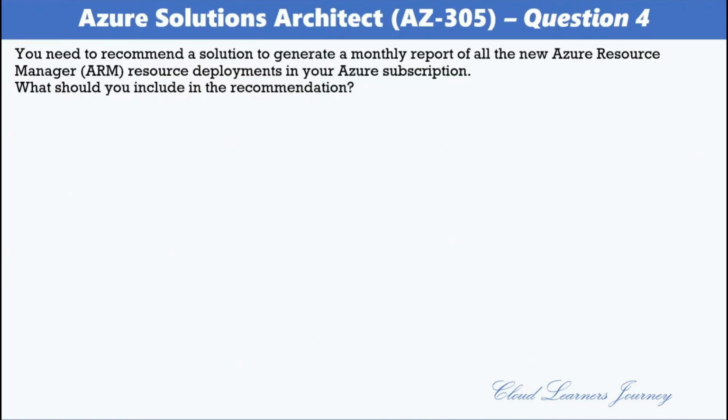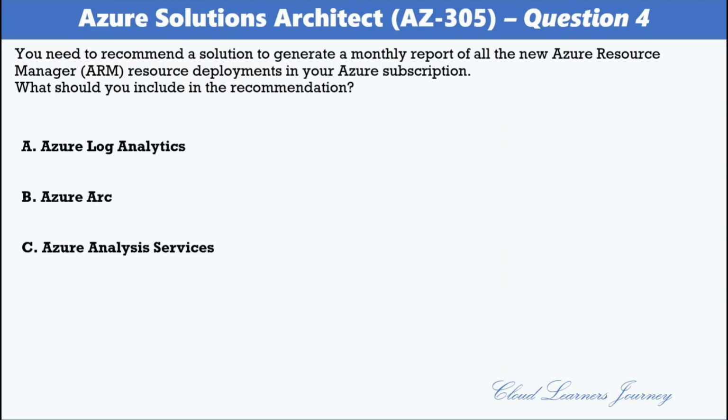Next, question number 4. You need to recommend a solution to generate a monthly report of all the new Azure Resource Manager resource deployments in your Azure subscription. What should you include in the recommendation? Options are A. Azure Log Analytics, B. Azure Arc, C. Azure Analysis Services, D. Application Insights. And the correct option is A. Azure Log Analytics. Activity Log is a platform log in Azure that provides insight into subscription level events.